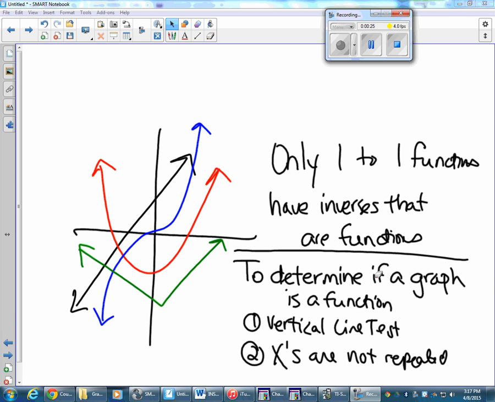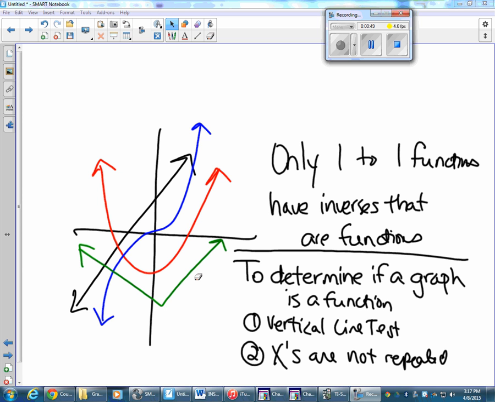So first of all, we've got to figure out if we have a function. If a graph is a function, it would pass the vertical line test. So if you look at all four of these graphs, I drew a line. Remember, that passes the vertical line test. I drew a parabola. That would pass the vertical line test. I drew a cubic function, the blue one, and that would pass the vertical line test. And so would an absolute value function, the very last one.